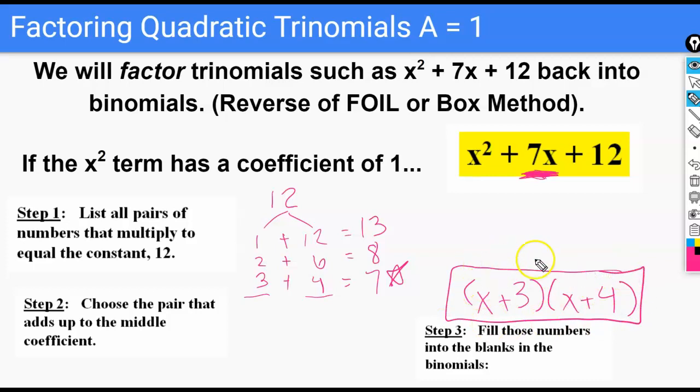And you can check it. X times x is x squared. 4x plus 3x is 7x. And 3 times 4 is 12. So it does multiply back out if we do that double distribution or the box. And it gives us x plus 3 and x plus 4.